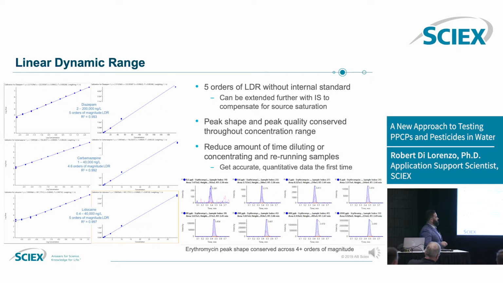So what this means is that you can reduce the amount of time diluting or even concentrating your samples, because maybe you can run something that's a little bit more concentrated. But basically you can get accurate quantitative data the first time you inject your sample, not after redilution, repreparation, and doing it again. And what you can see is the peak shape is nicely conserved, right down from 200 counts to 2 million counts.